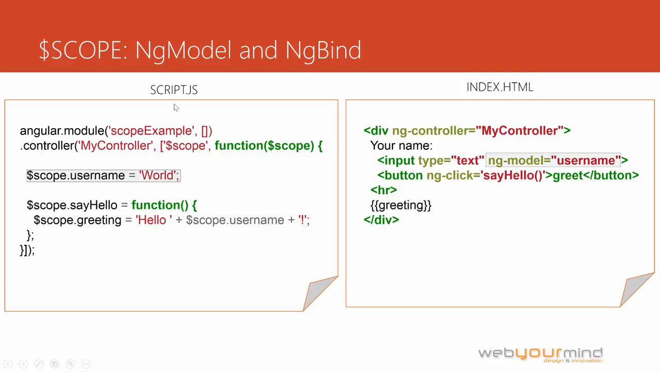So again, we have ngModel username, which is binding the username property in script.js in our controller. Every time the value in the model changes, the view will be updated, and the other way around. This is what is called two-way data binding. Every time we type something in our input text, the model will be automatically updated. And again, we're using ngBind to just output whatever the value of our greeting is inside our HTML. So whenever username changes, this greeting property will also be updated.